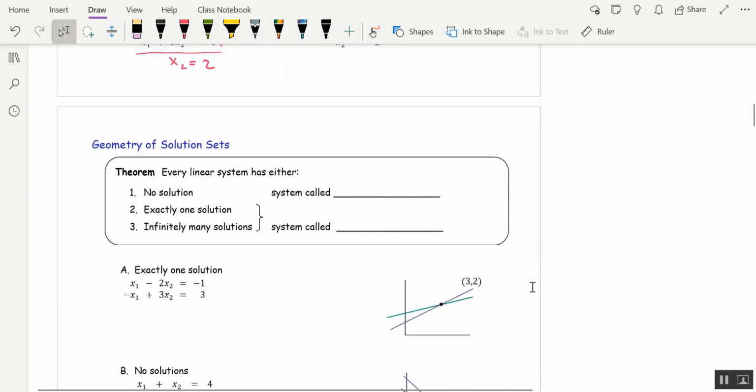That can always come later. Let's take a look at the geometry of solution sets. If you have a linear system, there are 3 explicit options, but 2 of them go under the same category.